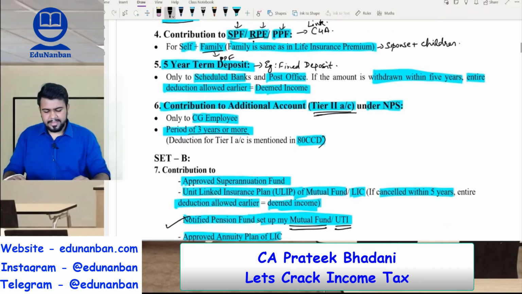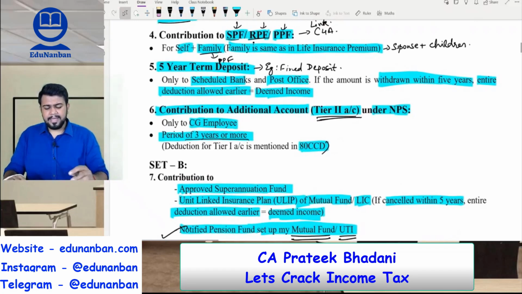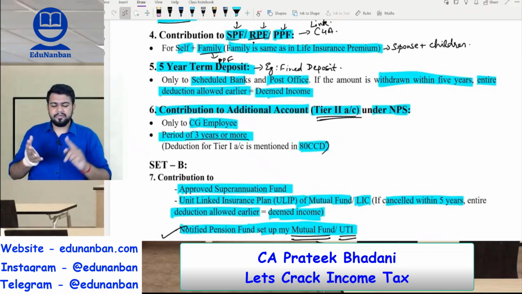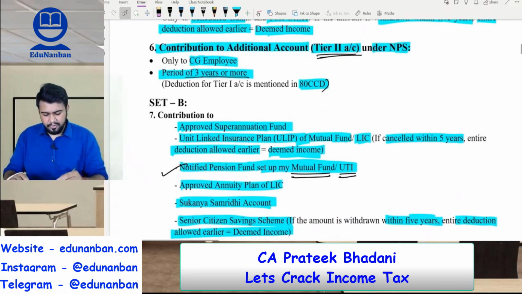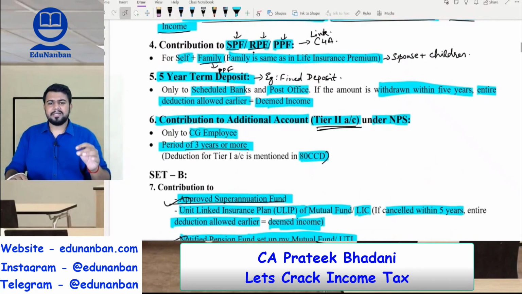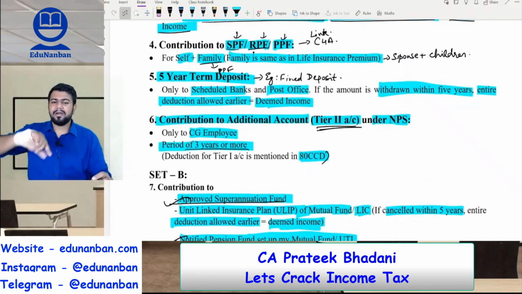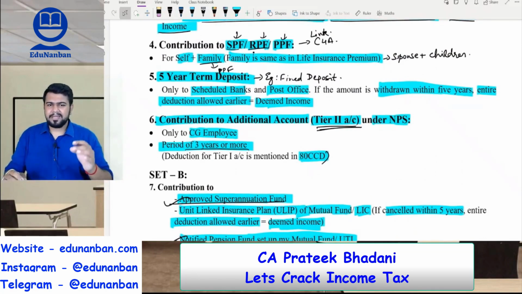Fine. Now let's come to next point. Any contribution to statutory provident fund, recognized provident fund or public provident fund, and even approved superannuation fund. So all of them will be allowed as deduction under section 80C. This we have already discussed when we were seeing the salary chapter.